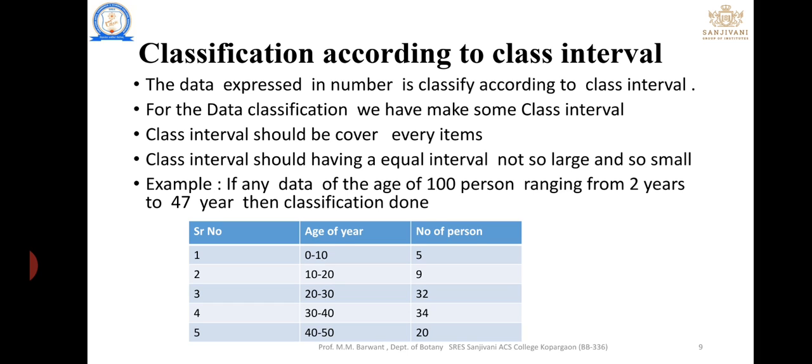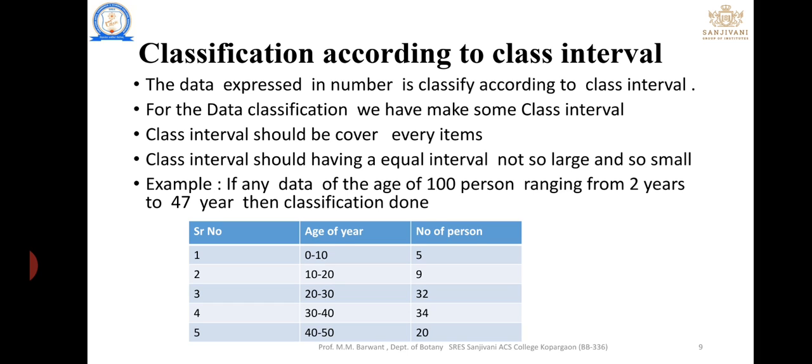In the above example, the data are classified according to class interval, where we first make the class interval of 10 units. For example, age 0 to 10, number of persons 5; 10 to 20, number of persons 9; 20 to 30, number of persons 32; 30 to 40, number of persons 34; and 40 to 50, number of persons 20. The total number of persons is 100. That is known as classification according to the class interval.